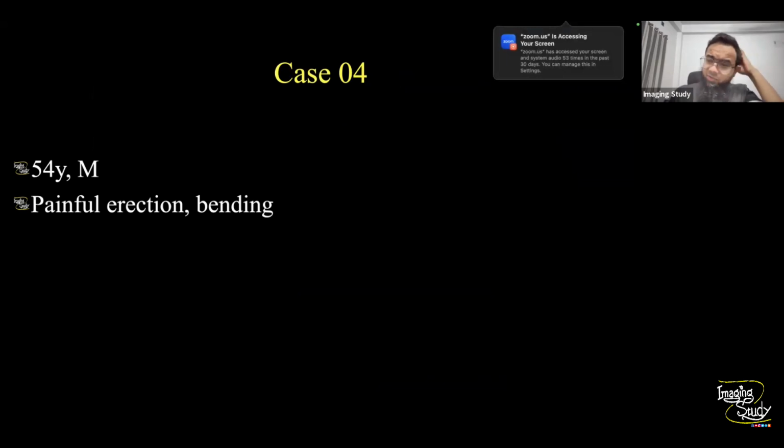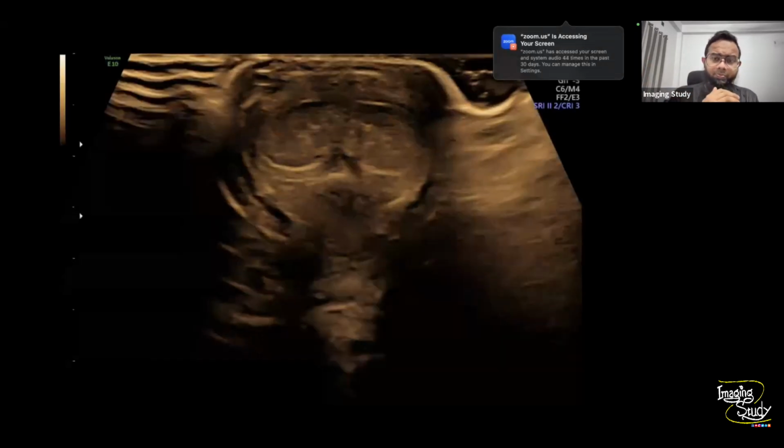Okay, so let's jump into case number 4. This patient is a 54-year-old male, obviously, because he came with a painful erection and there was a bending during erection. So this is obviously an erectile dysfunction case, and let's see what we have got on ultrasound. It will also be a high frequency ultrasound evaluation.